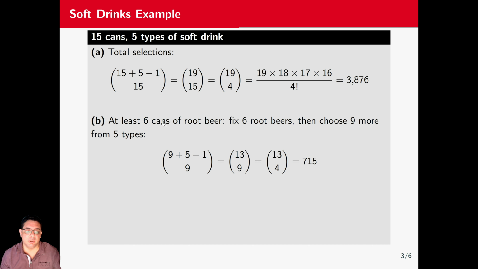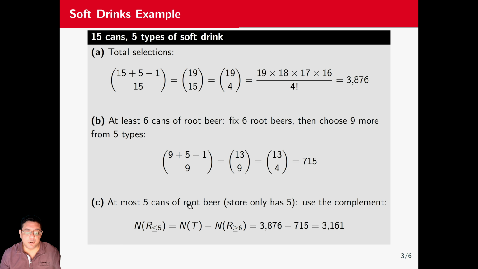Let's say at least 6 cans of root beer. Here we fix 6 root beers, so now we're not picking 15, we're just picking 9. We remove those 6 from the total and from the selection too. So now we're doing 9 plus 5 minus 1 and choosing 9 out of those. So we're picking 9 out of 13, or 4 out of 13, which in this case is 715.